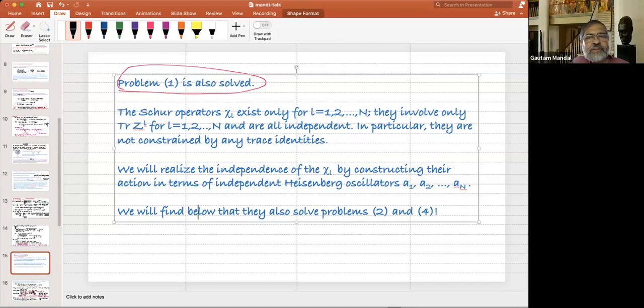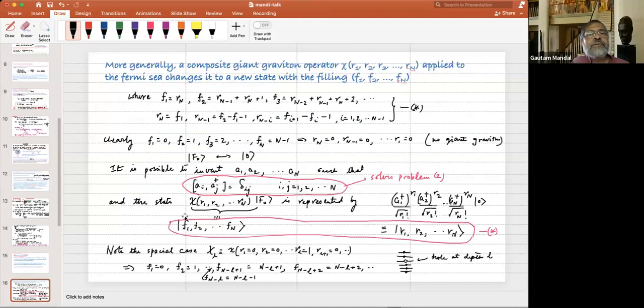Okay, so let me go to the next step. Yeah, so here's just one little step. Sorry for the mess in the slide. So can you guys see this? Because it's my handwriting. Yeah.